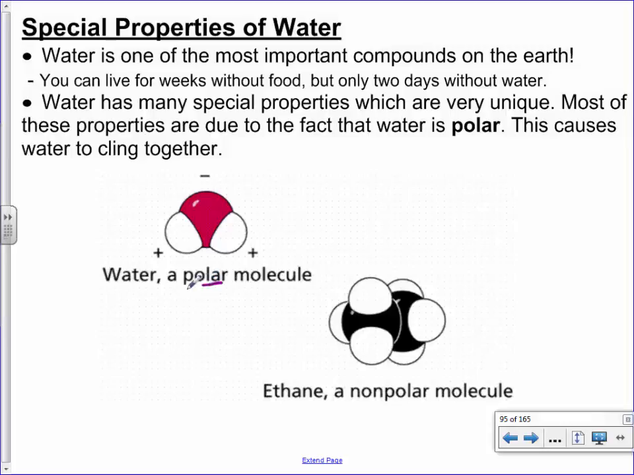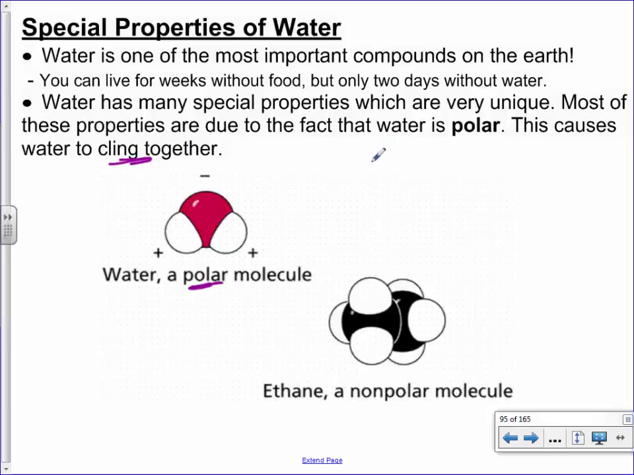Water is known as what's called a polar molecule. We'll focus on polar molecules in later years of chemistry. So for right now, all I just need you guys to know is that it is polar, meaning that it has positive and negative portions to it. Okay? And what it does is it causes water to cling together.